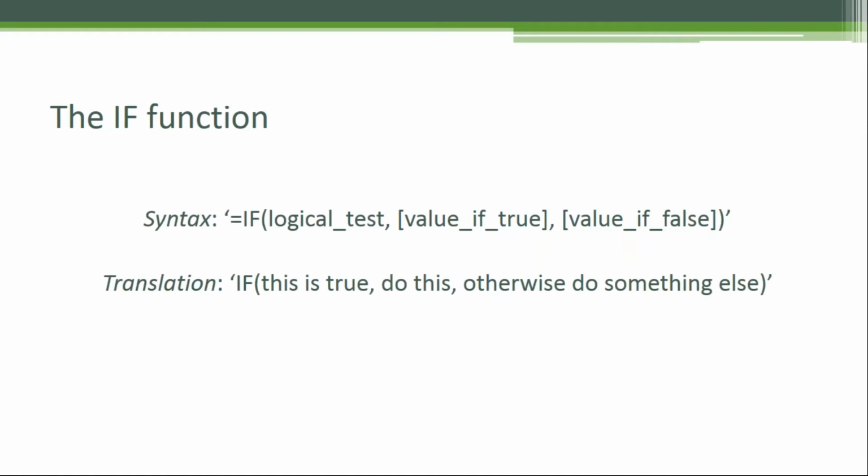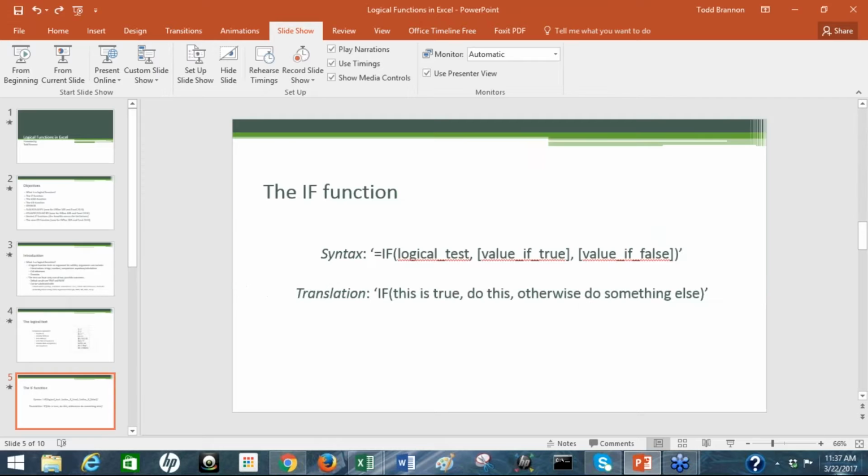I'll show you one example of how to do that, but I typically use all 3 arguments just to keep things clear. And if you wanted a translation to make this clearer, I've tried to do that here. So basically saying if this is true, your logical test, the next argument is do this. Otherwise, do something else. And I hope that makes sense. So let's take a look at some examples.